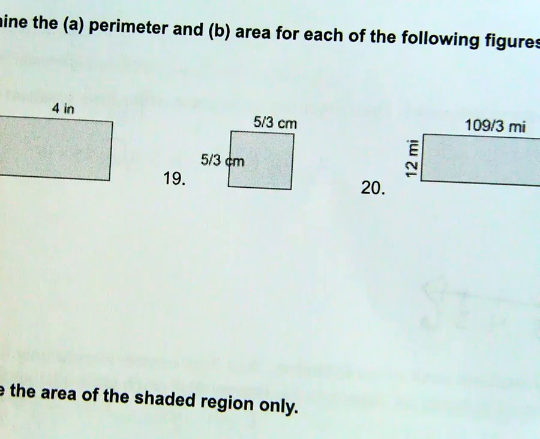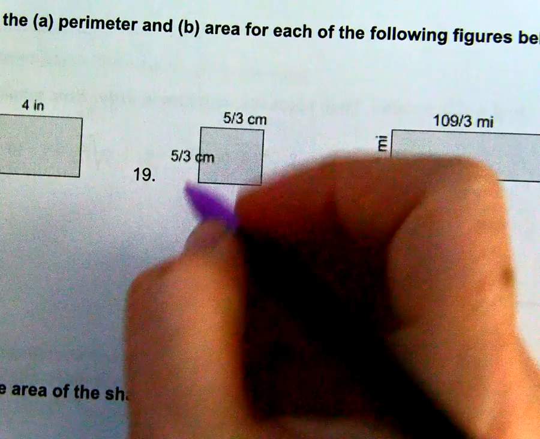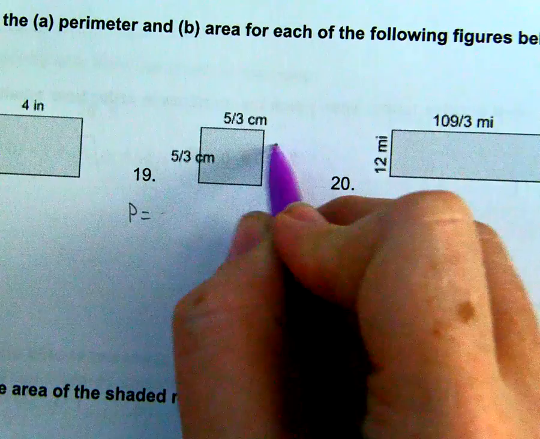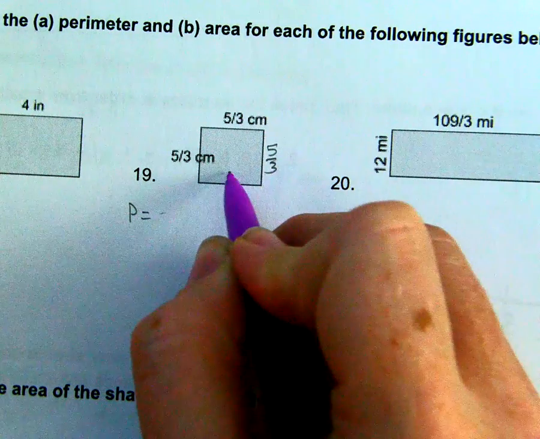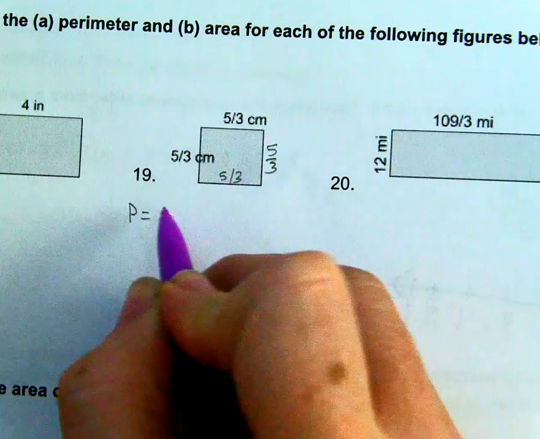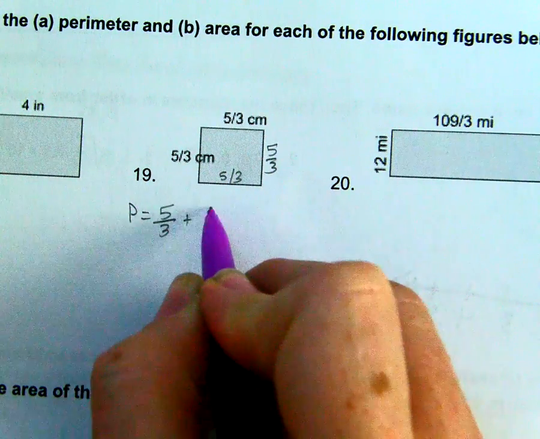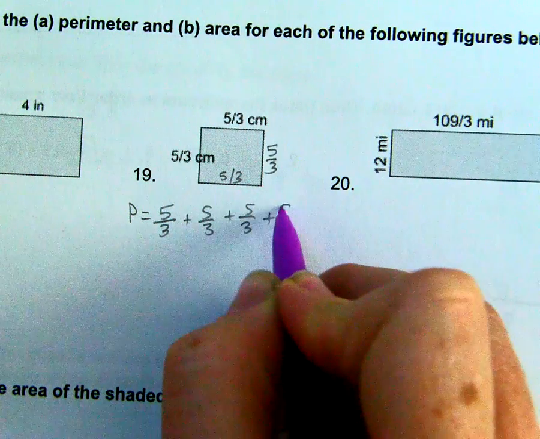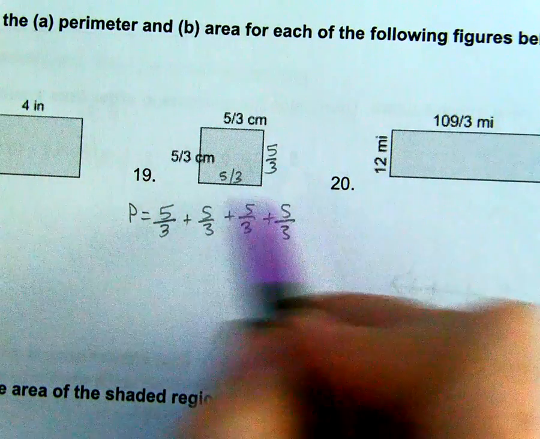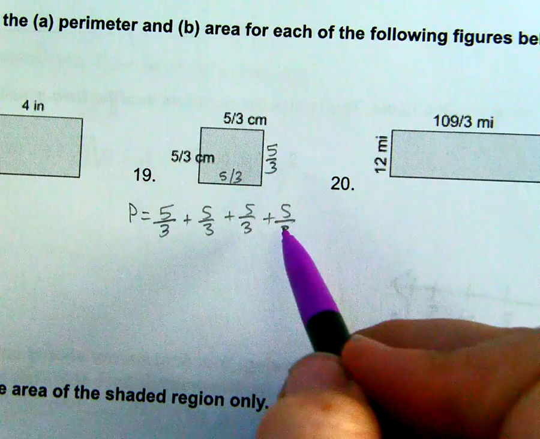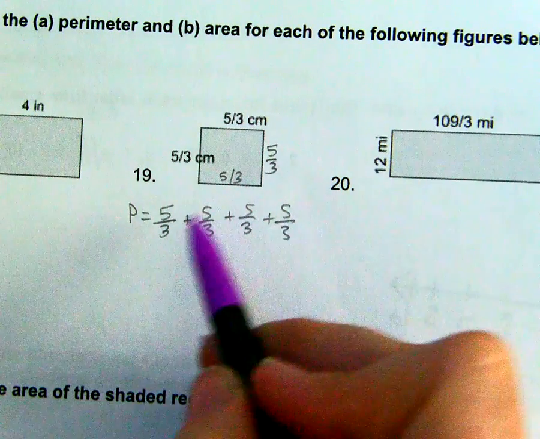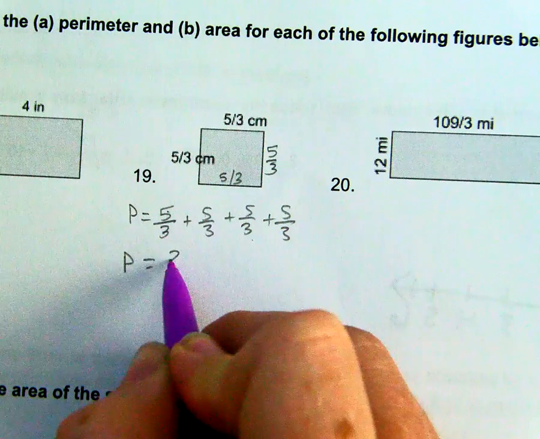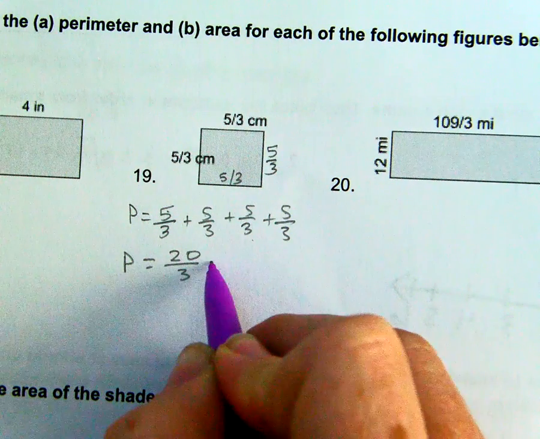All right, moving on to question 19. So in this section, we're finding perimeter and area. Remember that perimeter is just the sum of all the sides. So if there are 4 sides, I should be adding 4 numbers, okay? So 5/3 plus 5/3 plus 5/3 plus 5/3. Or because these are all the same, because it's a square, I could just say 4 times 5/3. 5, 10, 15, 20 thirds. So my perimeter is 20 thirds centimeters.